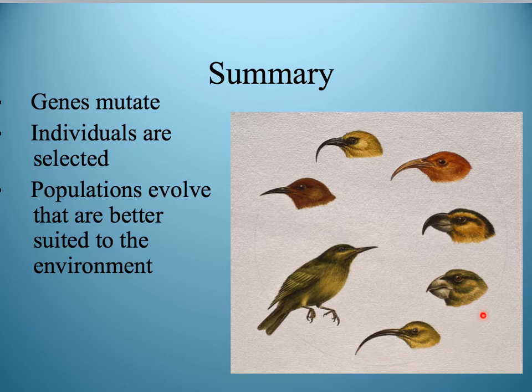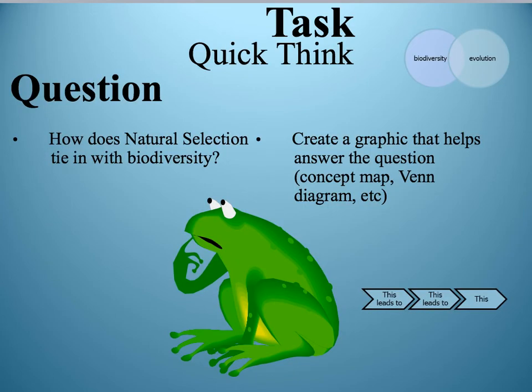These might be birds that were once of the same species, but eventually over time their beaks have evolved within that particular species, and you get what's called speciation. So this species becomes different than that species of bird, and we'll talk more about that later. All right, we're through with the next big idea, and let's go on to our next quick think question.